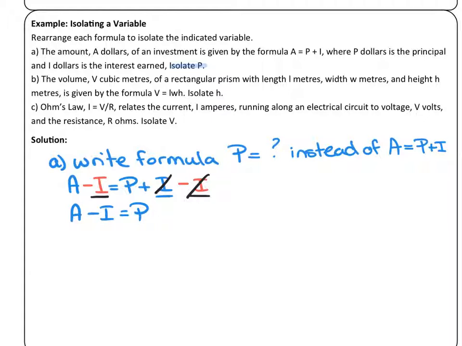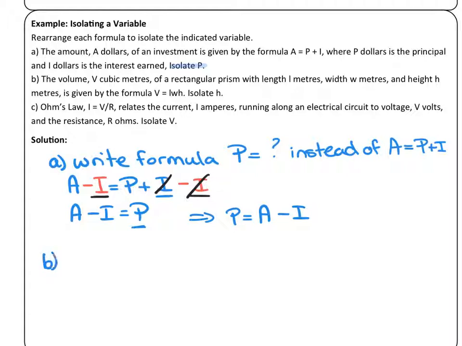So the question is, have I isolated P? Yes, I have. P is all by itself. If you don't like it written like this, you can just flip the sides and write it like this: P equals A minus I. They're exactly the same thing.